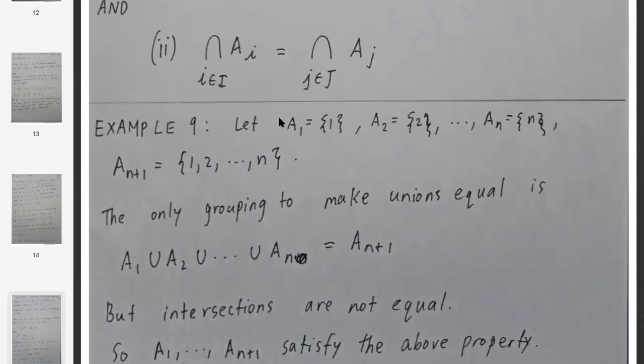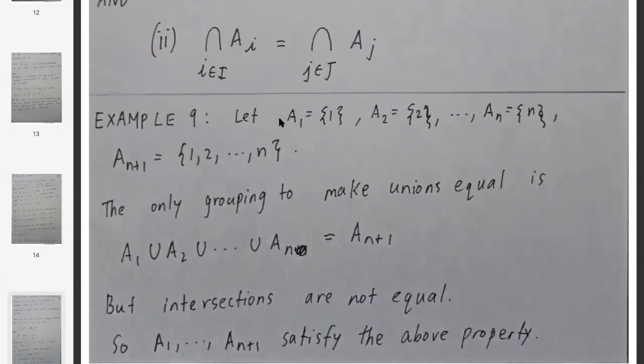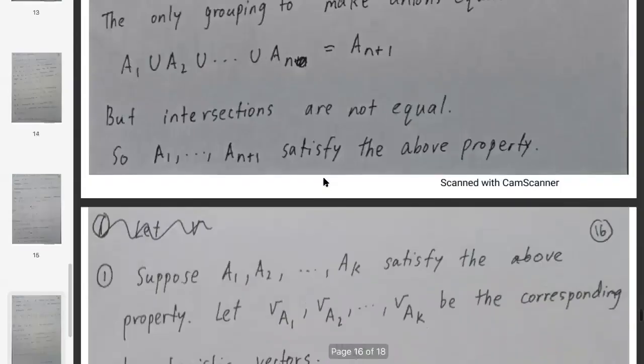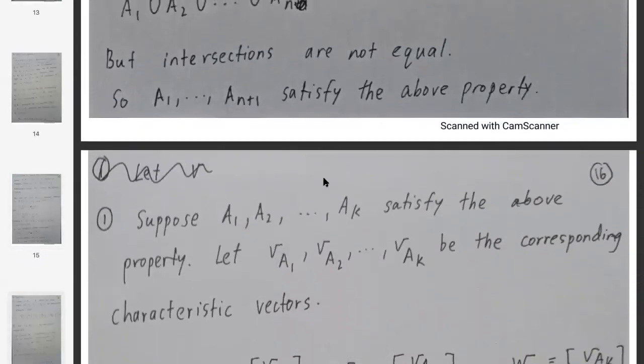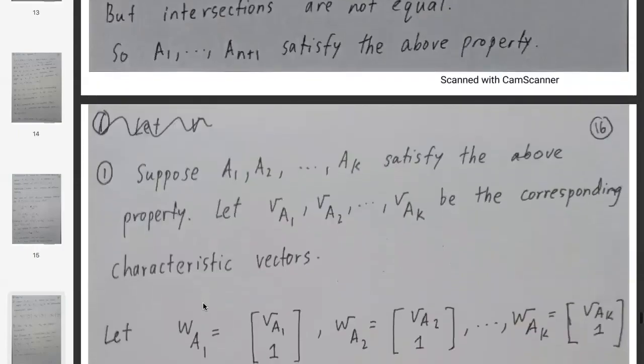So you might expect it to be more, but we will show that it is actually n plus 1. So this example gives n plus 1 sets, and we will show that you cannot get more than n plus 1. Okay. So as before, as we've done in application 1 and application 2, you must immediately have done this in your mind. Suppose a1, a2, ak do satisfy the property, then we consider the characteristic vectors. Let va1, va2, vak be the corresponding characteristic vectors.